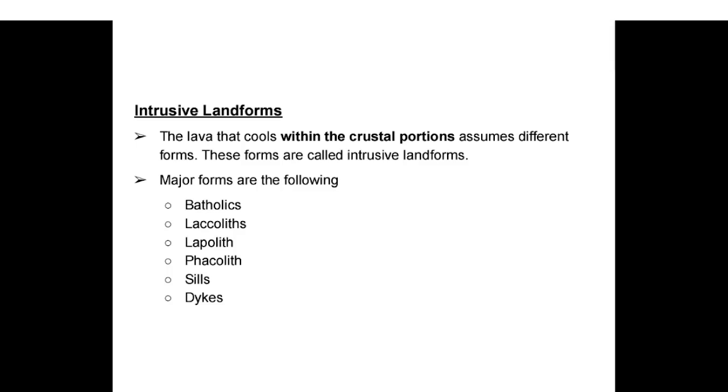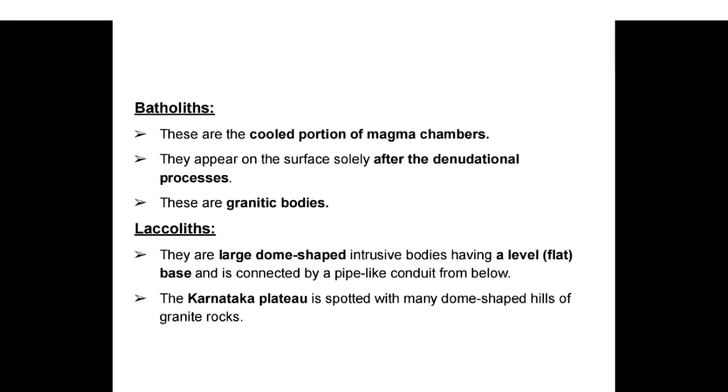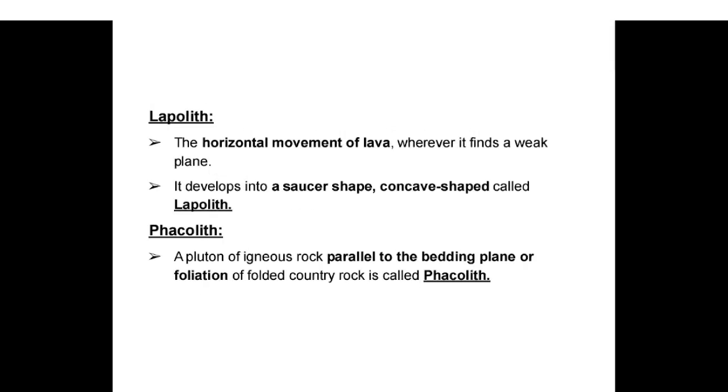Major forms are the following: batholiths, laccoliths, lapolith, phacolith, sills, and dikes. Batholiths. Batholiths are the cooled portion of the magma chambers. They appear on the surface solely after the denudational processes. These are granitic bodies. Laccoliths. They are large dome-shaped intrusive bodies having a level flat base and are connected by a pipe-like conduit from below. The Karnataka plateau is spotted with many dome-shaped hills of granite rocks.